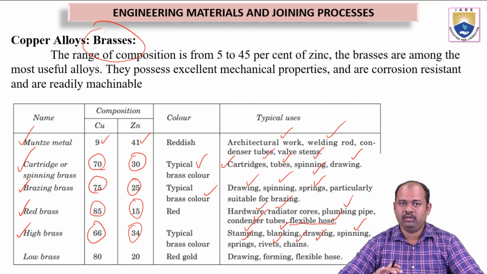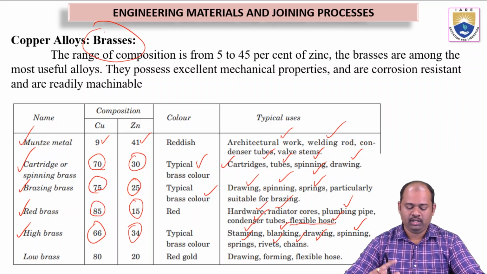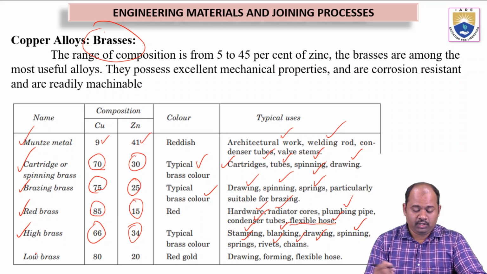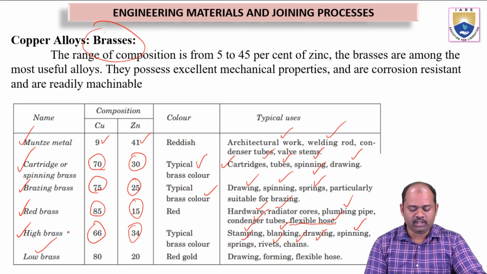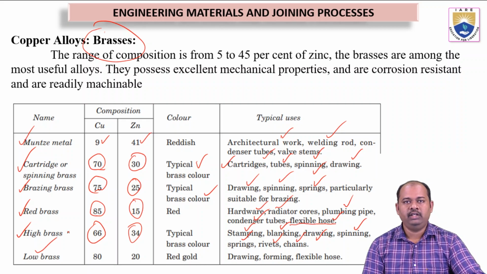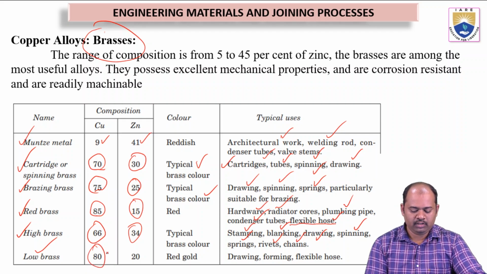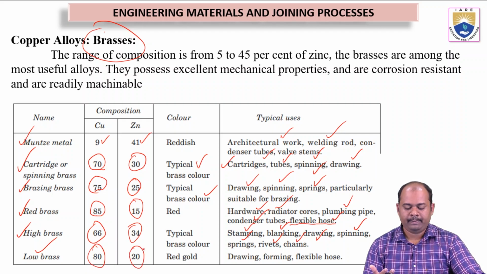Mostly it is suitable for springs, and then springs and coins. And then we have the last one, low brass. Low brass is where we have 80% copper and only 20% zinc. So the color of this is reddish gold.